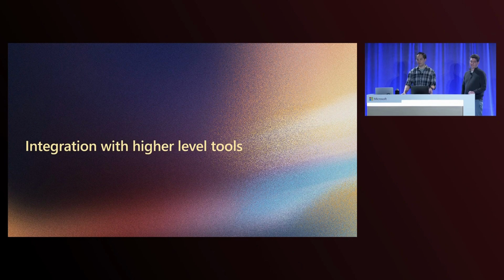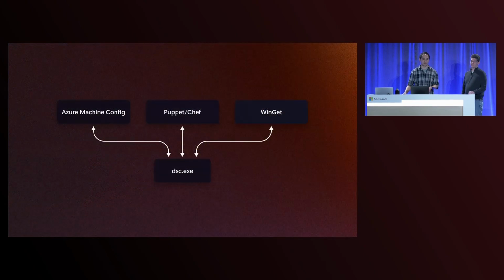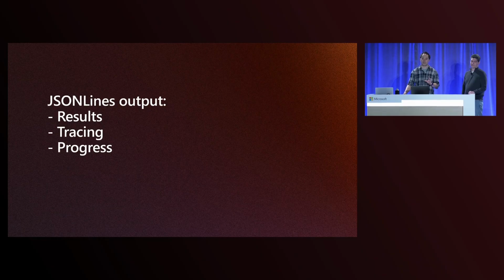The last pillar for DSC V3 is really, we're building this as a platform and not a complete end-to-end solution. So we're trying to think about how do we make it easier to integrate with higher level tooling. For example, Azure Machine Config uses DSC V2 today. Puppet and Chef also use DSC V2. And of course, WinGet is now using V3, right? So we've made some design decisions to make it easier.